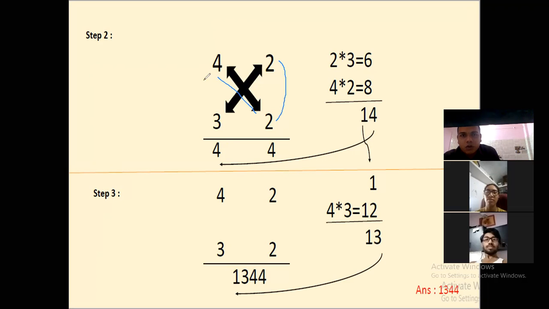Now what we will do? We will multiply 4 into 3. So 4 into 3 is 12. And this 1 is added here. So 12 plus 1 is 13. And our result becomes 1344.